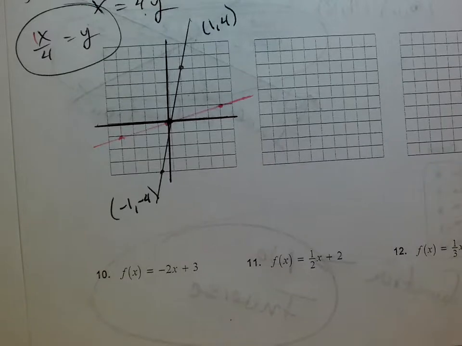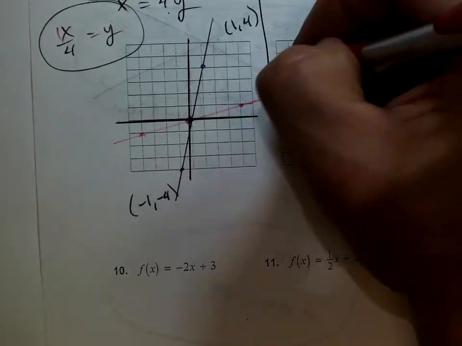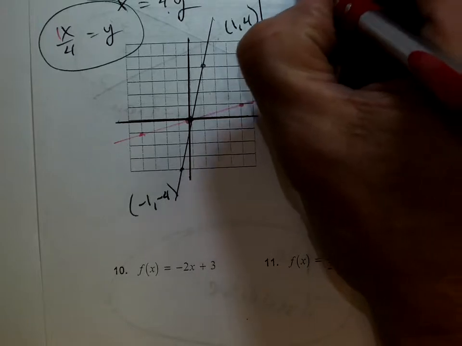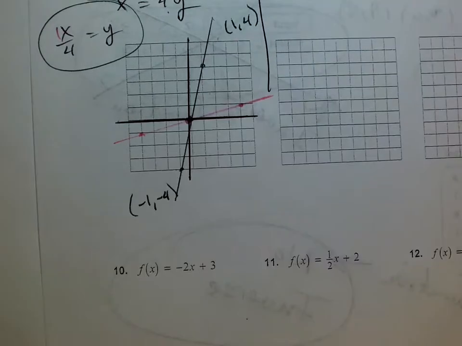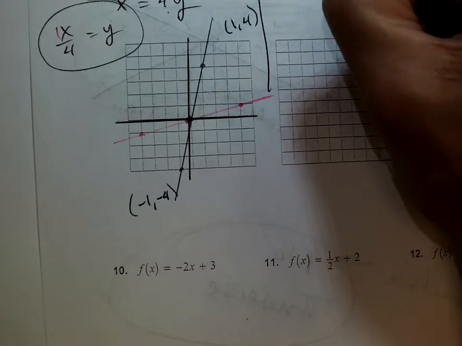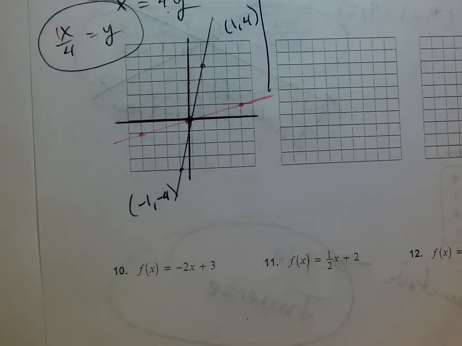All right. Number 8, and I'll be done. Let's do number 8. So, again, here's the way I'm going to do it. f of x and y are the same thing, right? Switch. x equals 3y minus 1, okay?